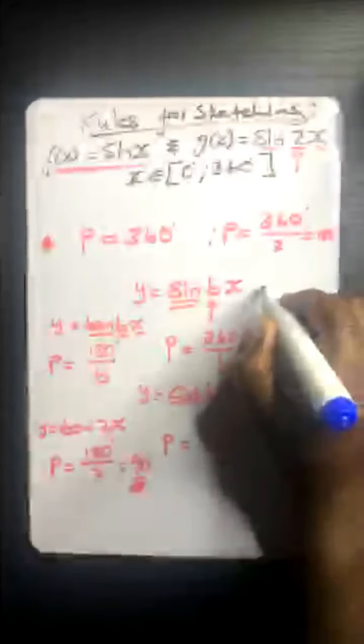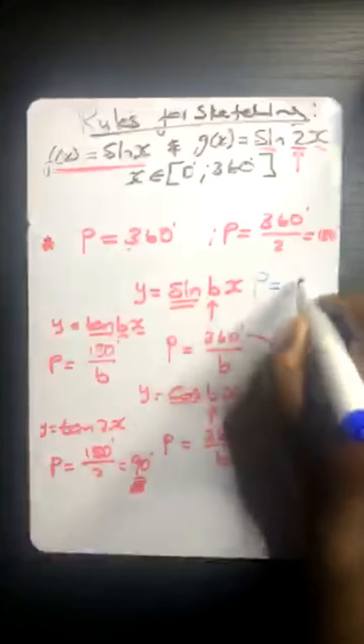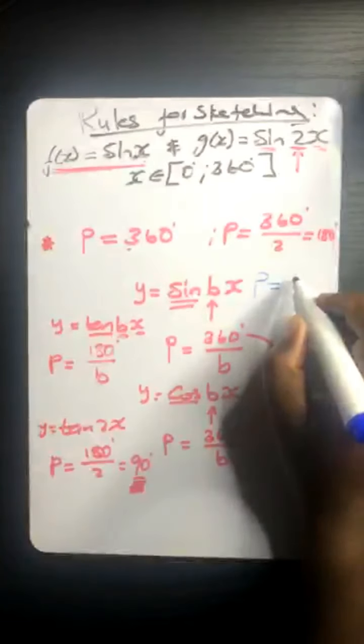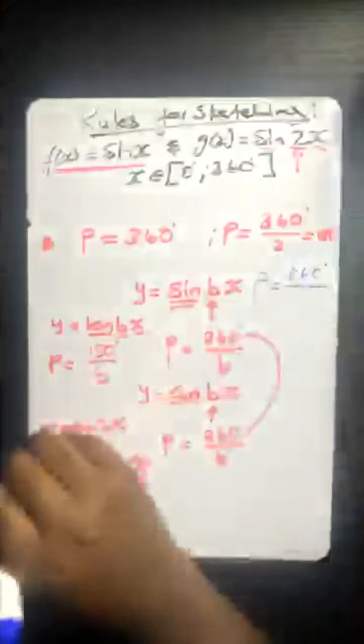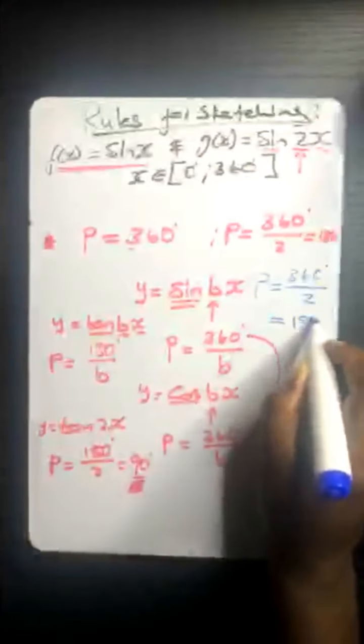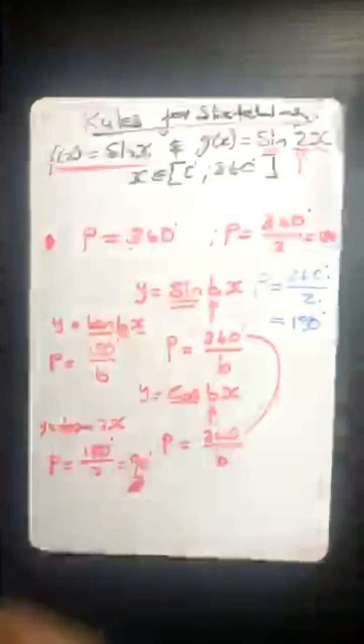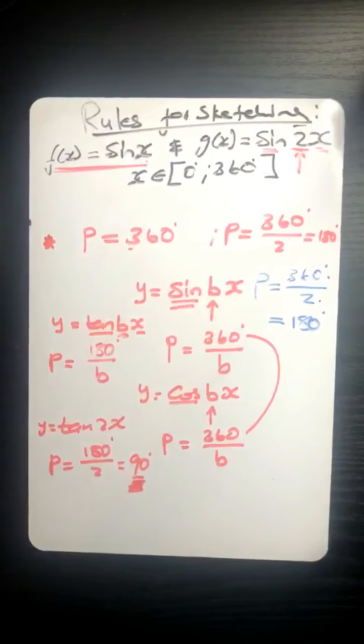Okay, this is the formula. The formula says P is equal to the period. For sine, is it not 360, guys? What is the b value there? Is it not 2? So that means the period is now 180 degrees, because this divided by that is equal to this. Does it make sense, guys?